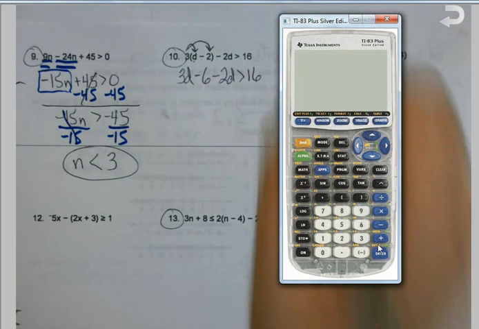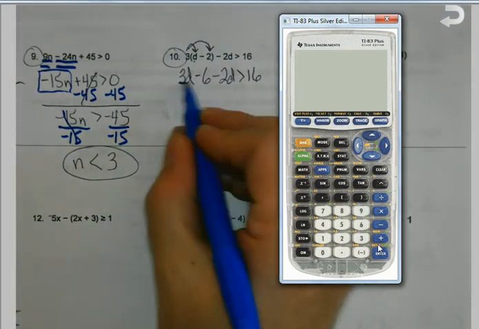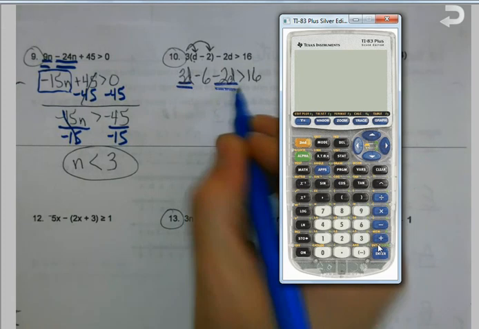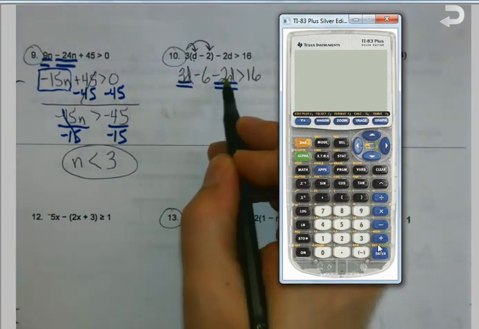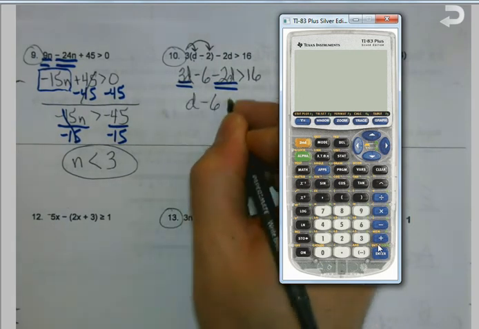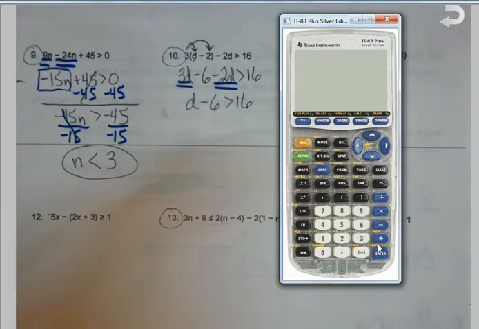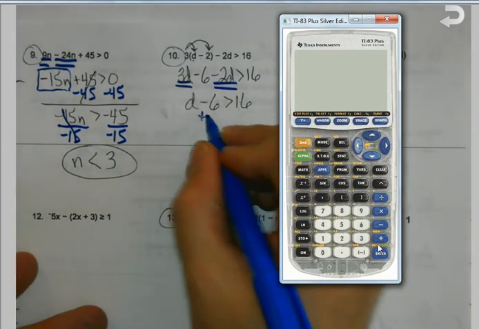And now it kind of looks like number 9 did. These are on the same side of the equals. That's a good thing. 3d, take away 2. Again, I'm not doing opposites. Is 1d minus 6, and then right. Once I get that by itself, and it's already just d, that's kind of nice.